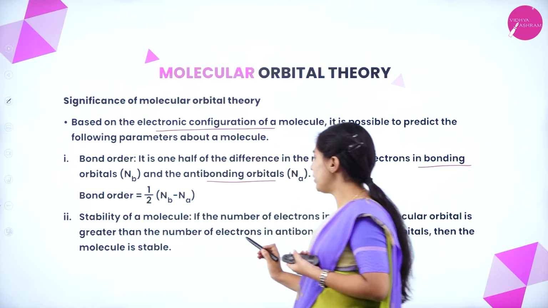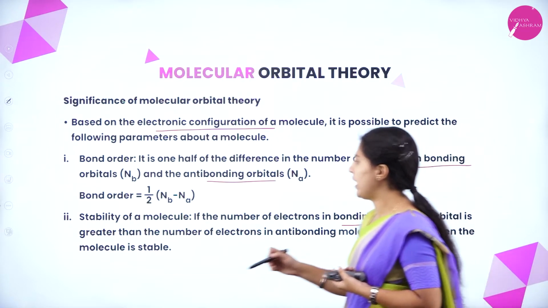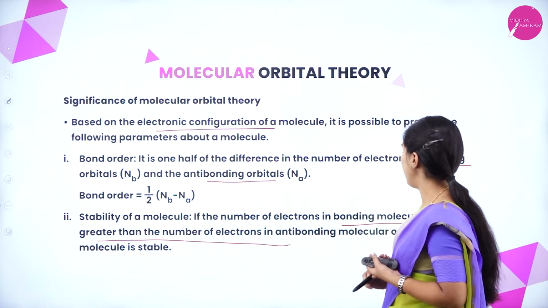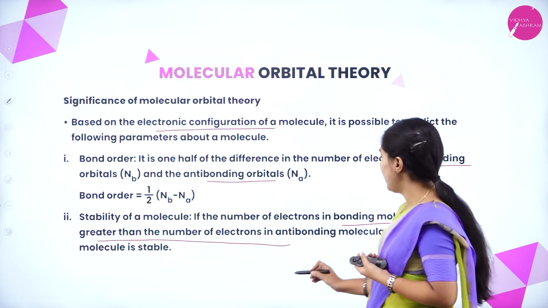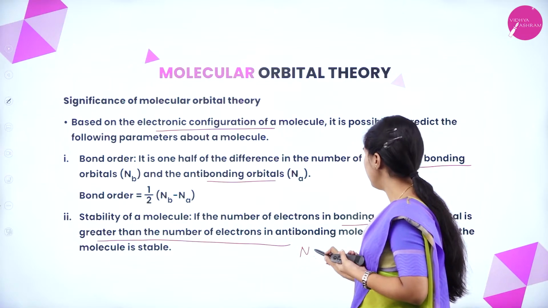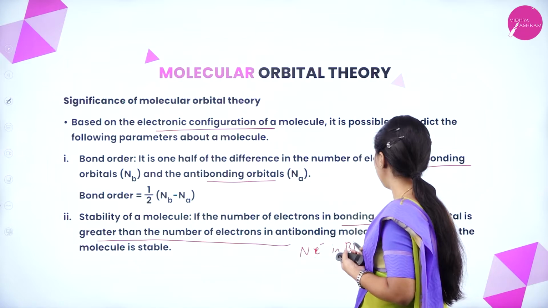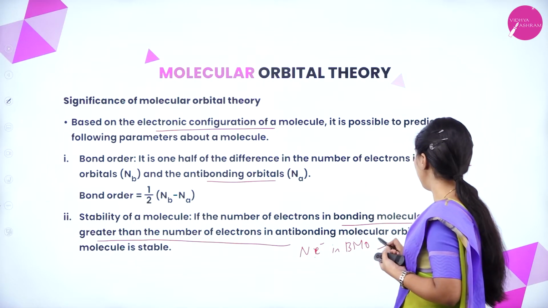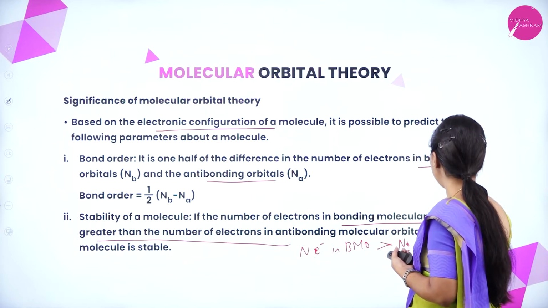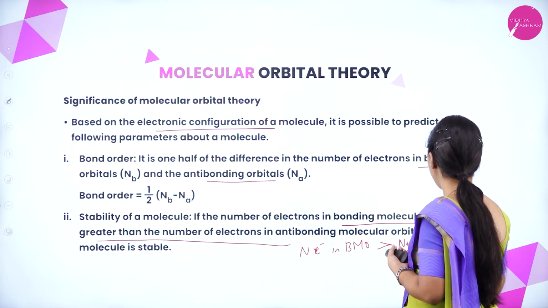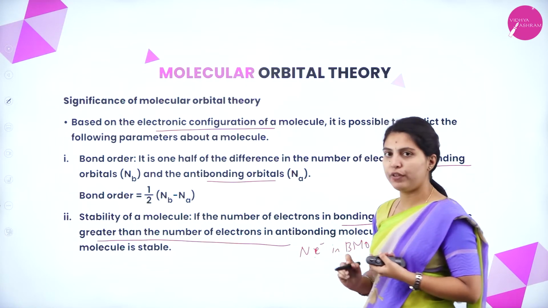Next, stability of a molecule. If the number of electrons in bonding molecular orbitals is greater than the number of electrons in anti-bonding molecular orbitals, then the molecule is stable. This tells the stability of a molecule.